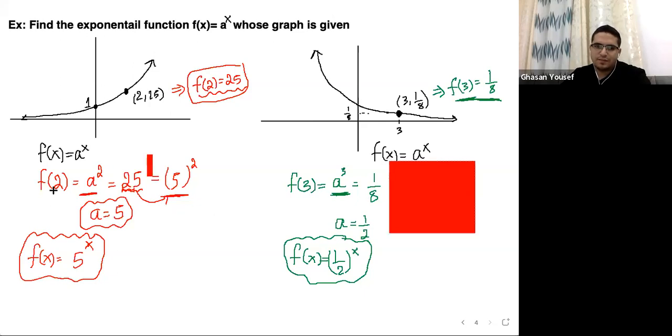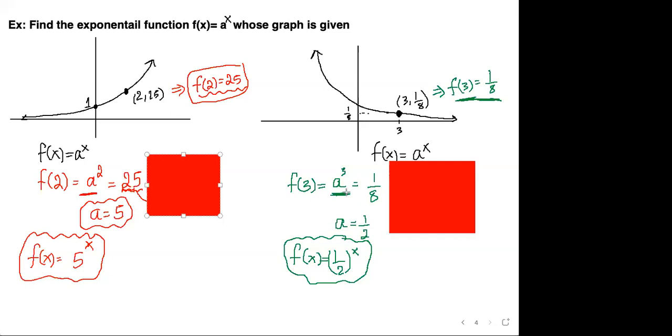Here the same thing, I'm going to hide this. What number do I raise to the second power to give me 25? 1 squared is 1. 2 squared is 4. 3 raised to the power 2 is 9. 4 squared is 16. It's not 25. 5 squared is 25. So the a is 5.